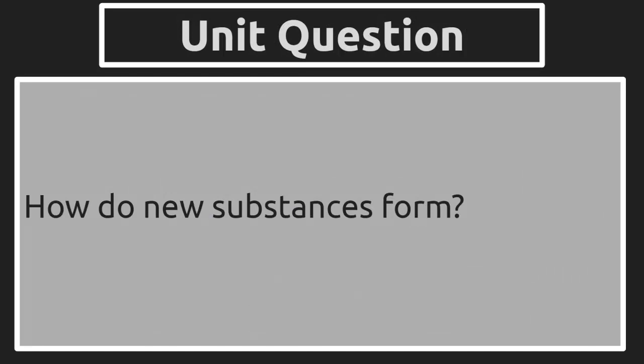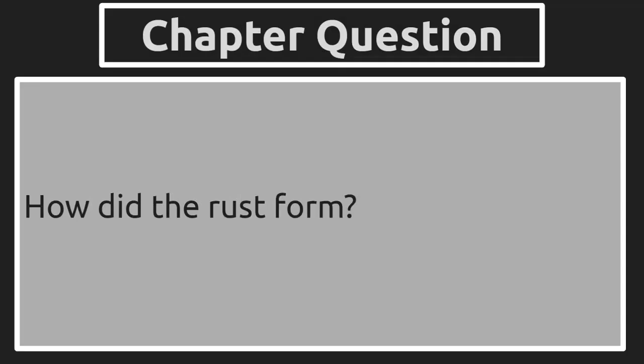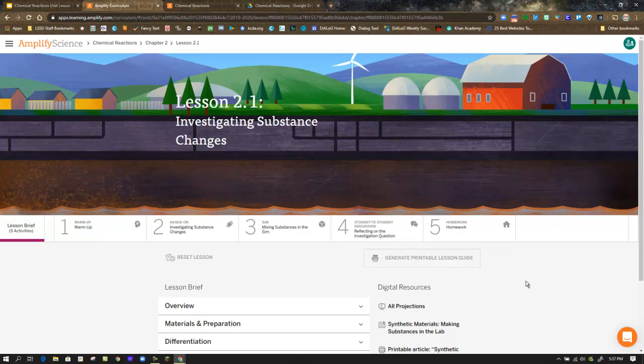Our unit question is still, how do new substances form? But now that we're in chapter two, and we have some more information coming from chapter one, the question is, how did the rust form? So, back to the reddish-brown substance from chapter one, rust, how did this rust form? We're presented with claims, and we need to investigate this question. Amplify Science Chemical Reactions Unit, Chapter 2, Lesson 2.1, Investigating Substance Changes.